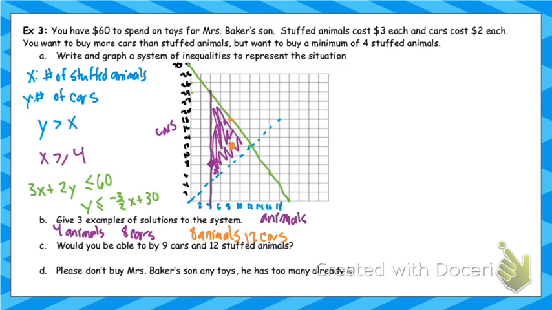So next one's asking if you'd be able to buy 9 cars and 12 stuffed animals. Keep in mind the cars is the y, the stuffed animals is the x. So if I go to an x of 12 and a y of 9, that is outside that shaded region, so no, that is not a possibility. All right, so we're going to do a lot more with word problems on Monday when we get to linear programming, but this is a pretty good introduction and just a little bit of a review for systems of inequalities.